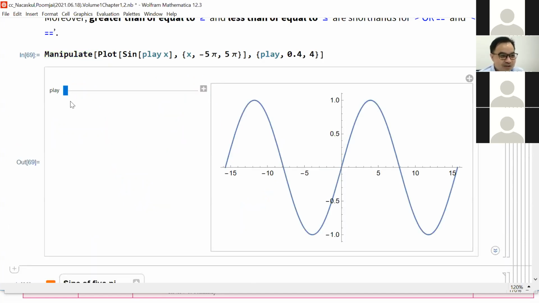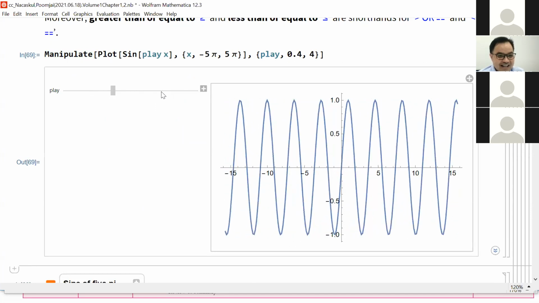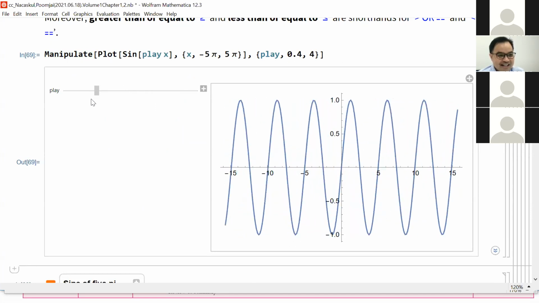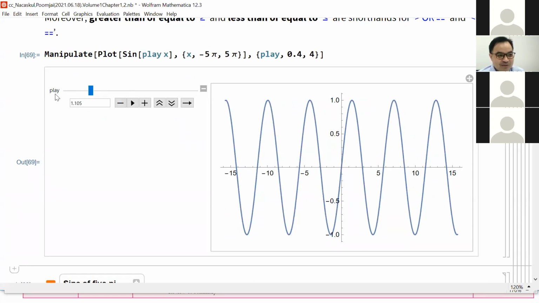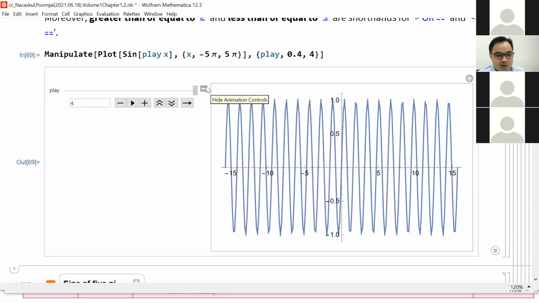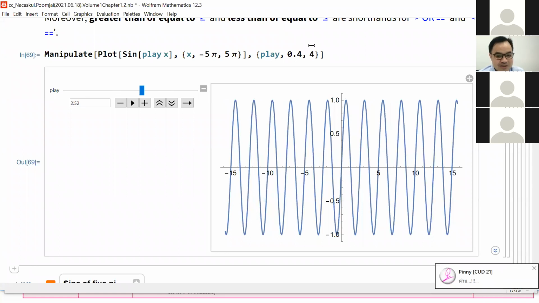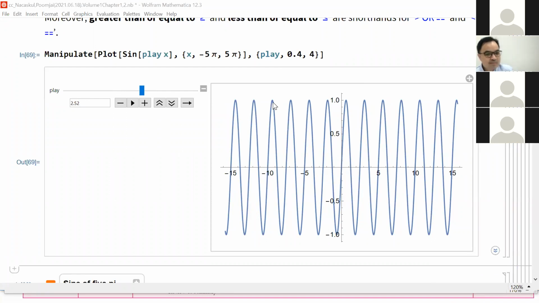Okay, now you can do this. Let me show you that. So right now the value of play is 1. So set it to equal to 4. You can do this right away. So it's very easy. Okay, so it's quite powerful, and this is what I mean by interactive mathematics.